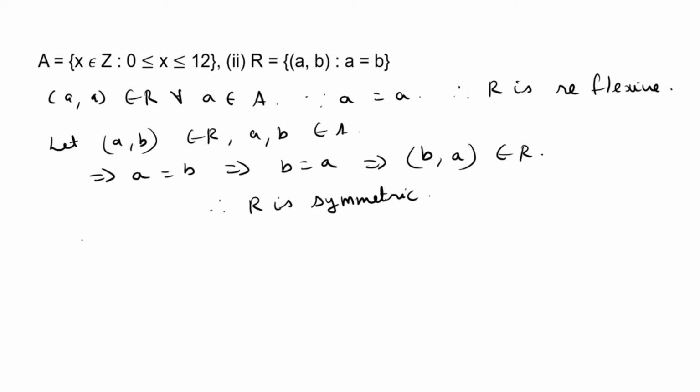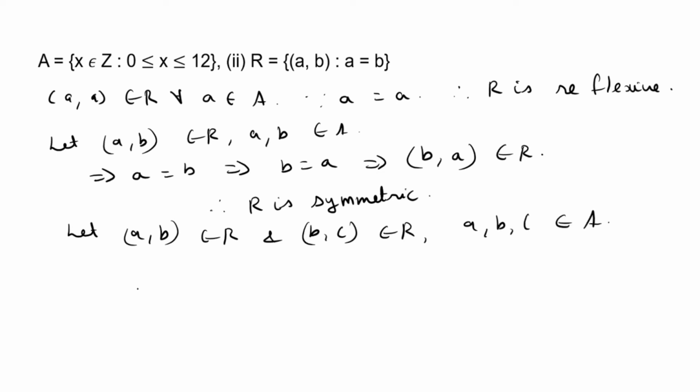Now we have to prove R is transitive. Let (a, b) belongs to R and (b, c) belongs to R, where a, b, c all belong to A. So if (a, b) belongs to R, it means a equals b, and (b, c) belongs to R means b equals c, because the relation R is equal to the set of all (a, b) such that a is equal to b.